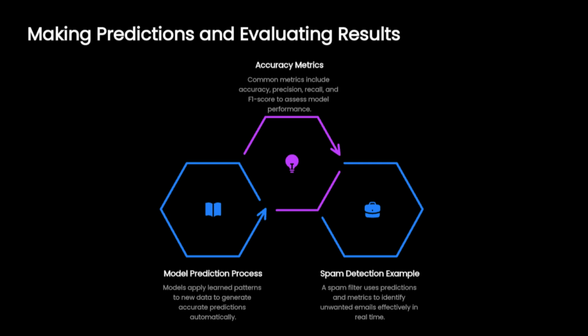A practical example of this is spam detection. A spam filter analyzes incoming emails, applies the trained model, and predicts whether an email is spam or not. Using evaluation metrics, we continuously improve the system to ensure unwanted emails are detected accurately in real time. This evaluation step is crucial to ensure the model delivers trustworthy and real-world ready results.